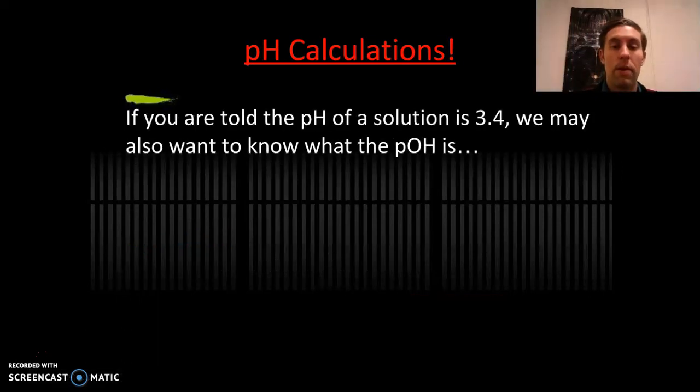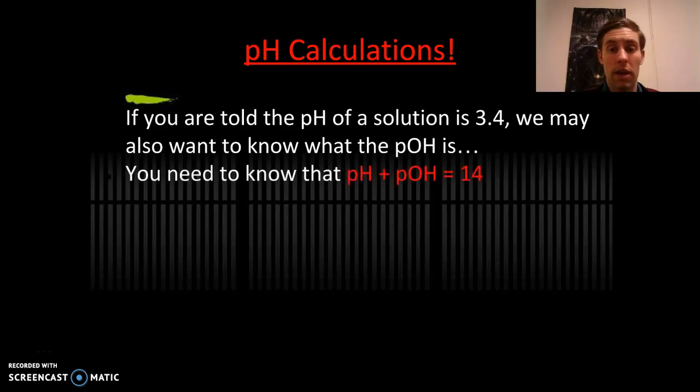Okay, but now if you're told the pH of the solution is 3.4, they may also want to know what the pOH is. The pH checks how acidic the solution is, and the pOH basically checks how basic it is. It's an odd measurement, but it's checking the opposite version of it. This scale is actually the easiest mathematically by far, because pH plus pOH equals 14. It's very simple algebra.